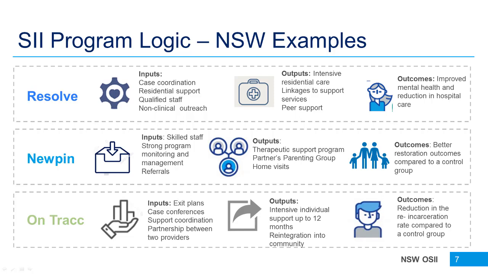As you can see from these examples, each have clear inputs which are used to deliver the outputs for the programs. And these outputs are then clearly linked to the outcomes that we are trying to achieve. We then use these to measure the impact that the programs have had against a counterfactual. And we'll talk about counterfactuals later in the video.